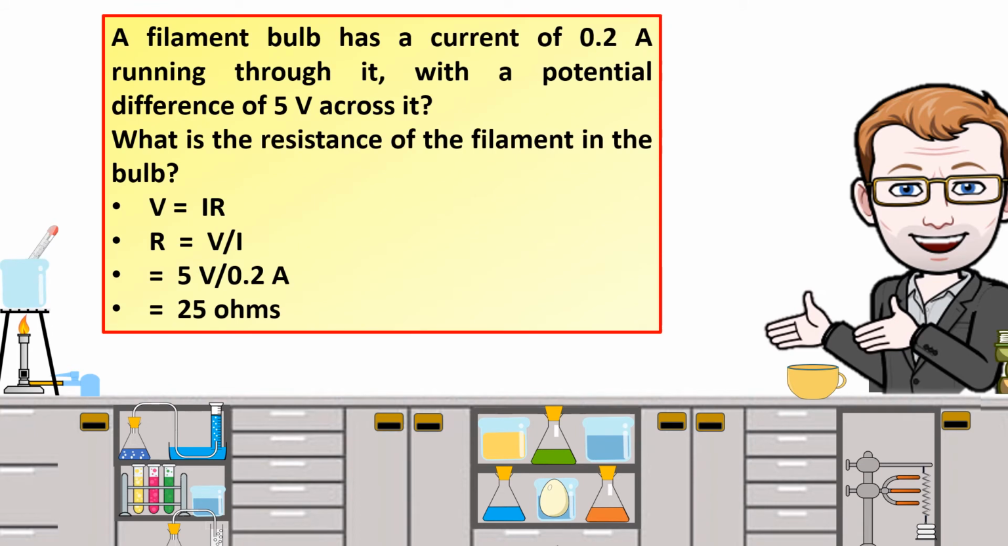If we just have a quick look at this example: if a filament bulb has a current of 0.2 amps running through it with a potential of 5 volts, what is its resistance? We start off with our equation, voltage is equal to current times resistance. We rearrange that to voltage divided by current gives us resistance. So we've got 5 volts divided by 0.2 amps, which gives us 25 ohms, which will be the resistance.